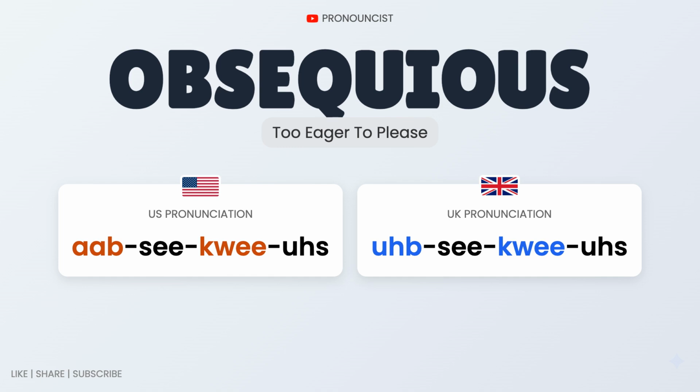Obsequious. U.S. starts with ab. UK starts with ub. Practice repeatedly and you'll soon be able to say this word perfectly. The best way to practice is to repeat the syllable multiple times.